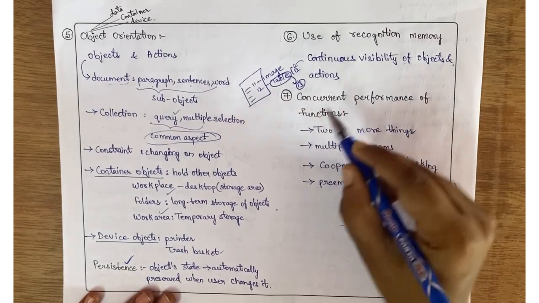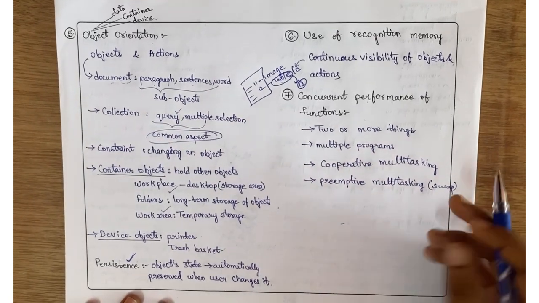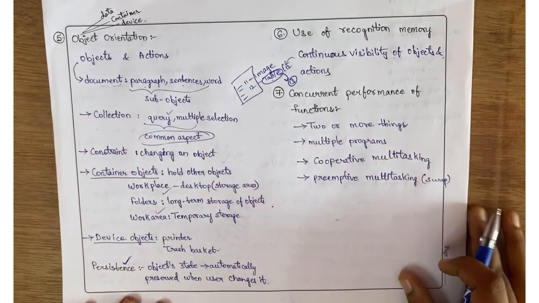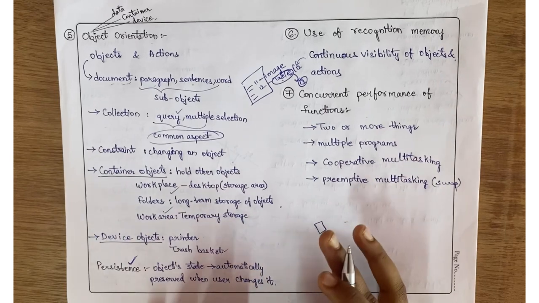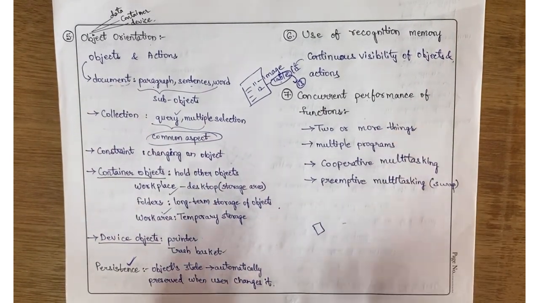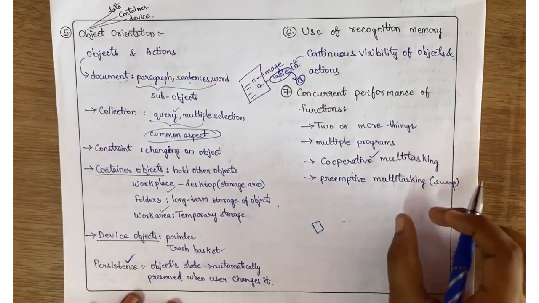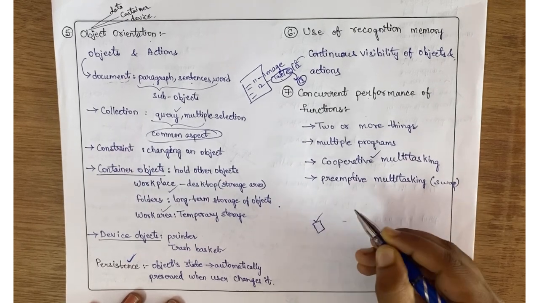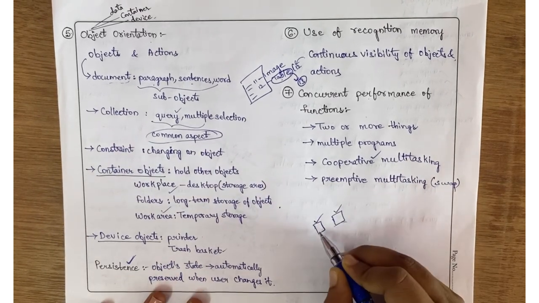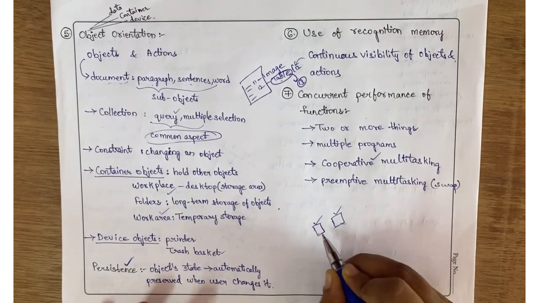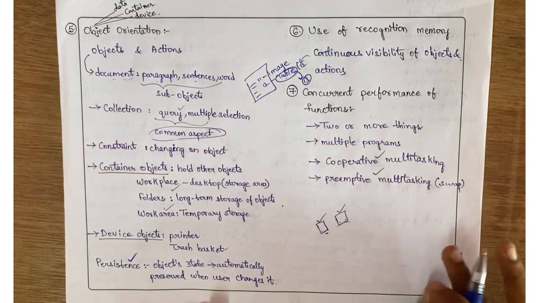And coming to the seventh characteristic, it is the concurrent performance of functions. That means we can perform two or more things simultaneously, and multiple programs can be run. In a system, if we are doing two tasks, but you leave the primary one and you're not doing anything, then our system has the capability of running the background things. That is known as cooperative multitasking. But sometimes you may do two things simultaneously, like playing a song and also editing a video. In that case, you have opened two windows, right? Now the system will divide the time into slices. That means it will swap between these two programs, which is known as preemptive multitasking.